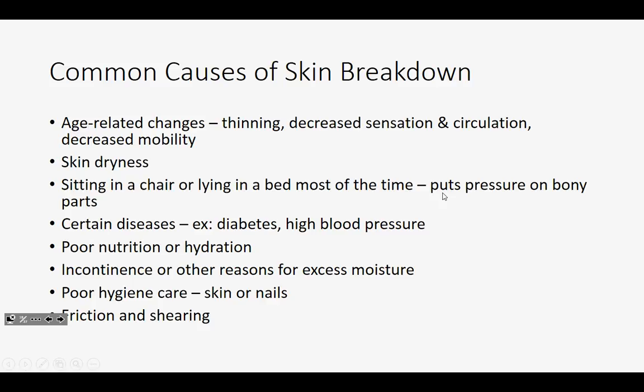So common causes of skin breakdown. So we already talked about some of the age-related changes. So there's thinning, less sensation and circulation, less mobility. What are some other age-related changes? Yeah, colors. Different things can happen to our skin to make patches or color change. That's true. Some people get things called age spots or brown, different pigment areas on your skin. That can happen, yep.